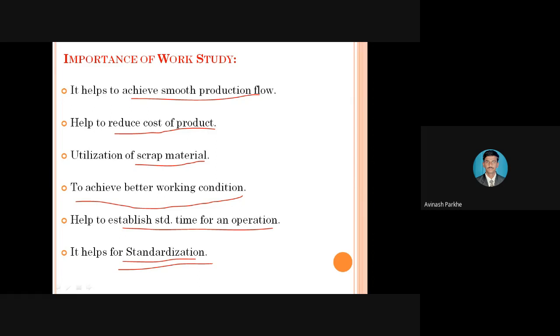Once your process is standardized, once your product is standardized, then standardization plays a very important role in order to increase the productivity. Therefore in the work study we have to manage only two things: method study, which means we have to eliminate the unnecessary operations, and second, we have to measure the standard time required for each and every operation.